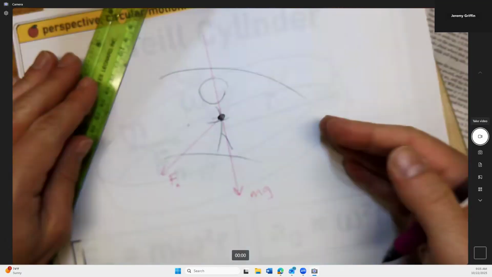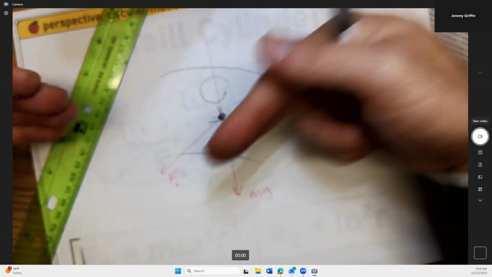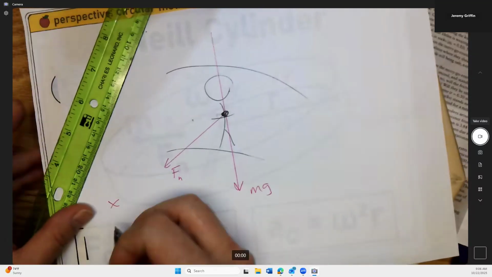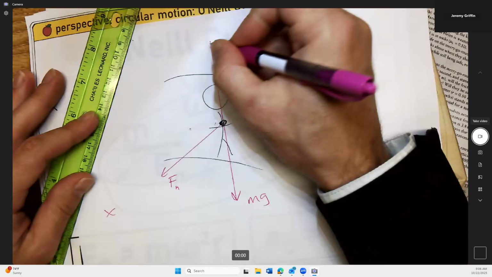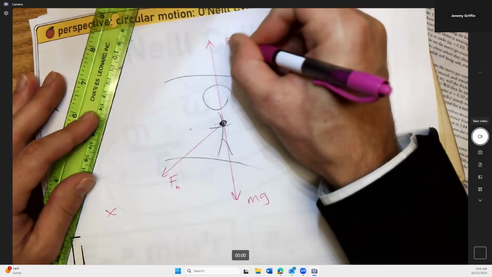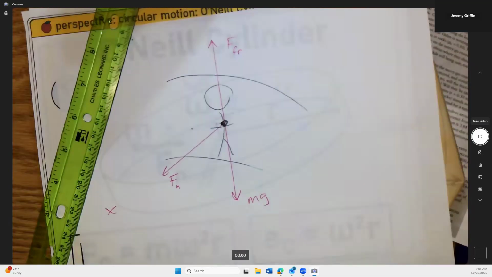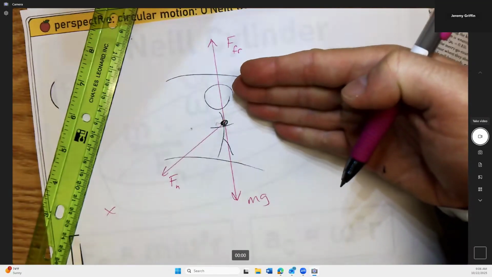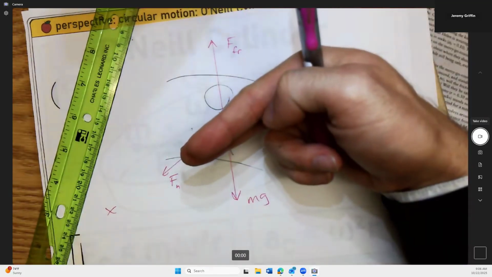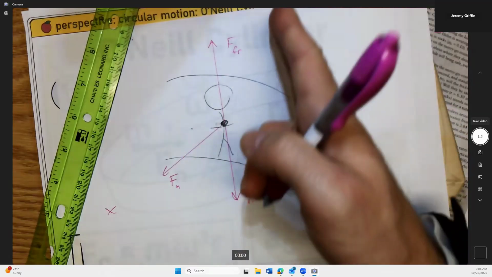Can you guys think 3D? I'm doing 3D. Can you imagine 3D? This is the center of the circle right here, going around. And what force is holding him up? Friction. Yeah. As normal is perpendicular to the surface, and the surface is vertical at this time, the normal force is straight towards the center of the circle, horizontal. The friction force is perpendicular.